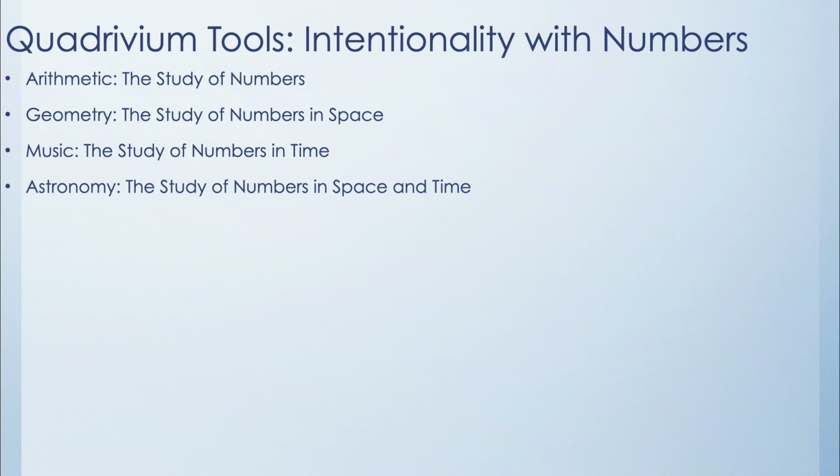So we have the breakdown of the four arts of the quadrivium. We have arithmetic, the study of numbers; geometry, the study of numbers in space. I'm using Boethius's categorization. Music, the study of numbers in time; and then astronomy, the study of numbers in space and time.